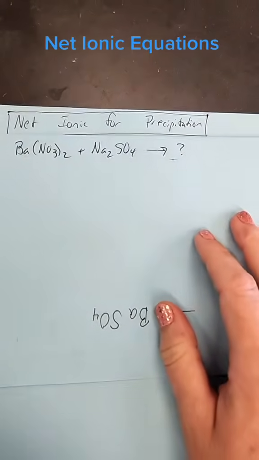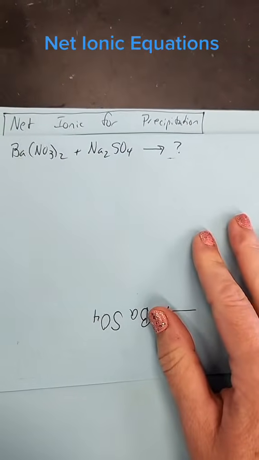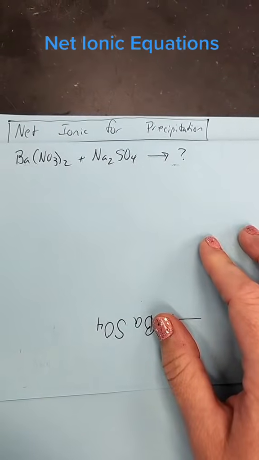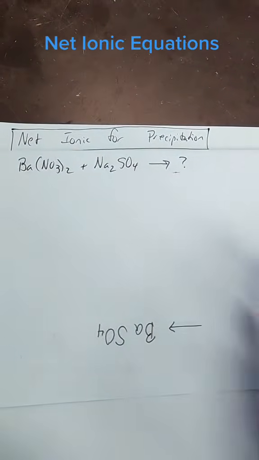Okay, so let's go stepwise with net ionics this year. I'm going to start with what I think are the two simplest ones to do, which are net ionics for precipitation and net ionics for dissolution, which are kind of inverses of each other.